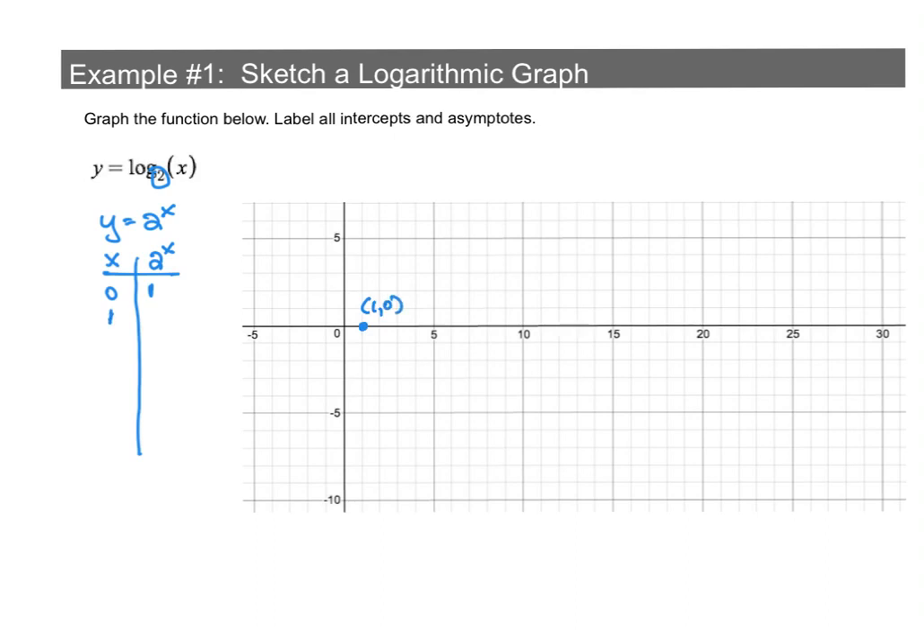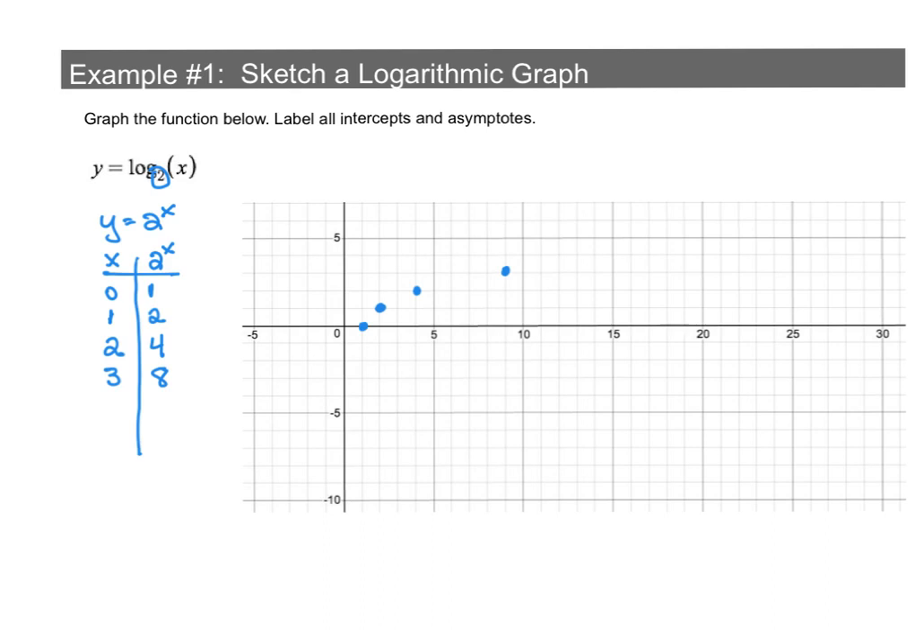If I plug in 1, I get 2. So on the log graph, I'm going to have 2, 1. I wrote right over the point 2, 1. Then if I put in 2, I get 4, so I have the point 4, 2. If I put in 3, I get 8, so I have the point 8, 3.